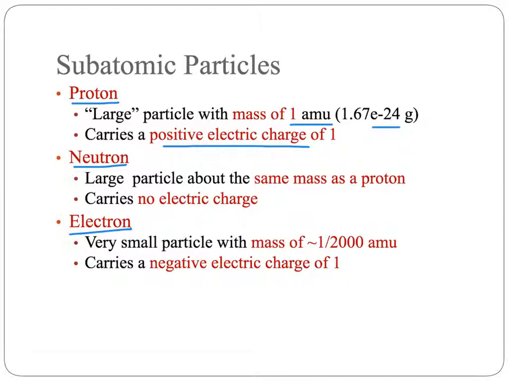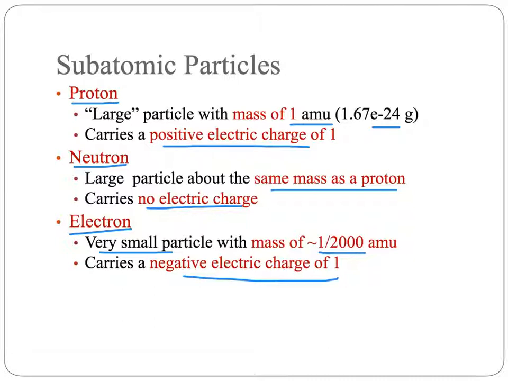The neutron is a large particle about the same size as the proton, and so it would have a mass also of 1 AMU, and it carries no electric charge. It is neutral. The electron is very small. Its mass is approximately 1/2000th of an atomic mass unit, and it carries a negative electric charge of 1.